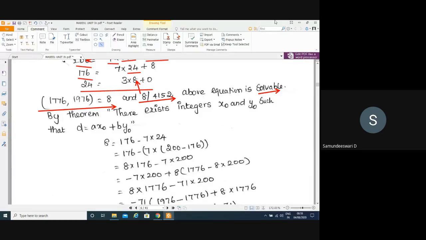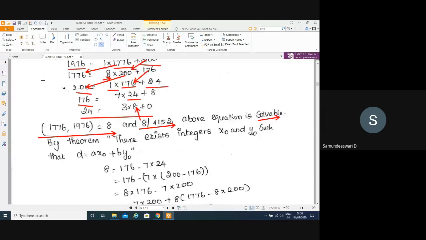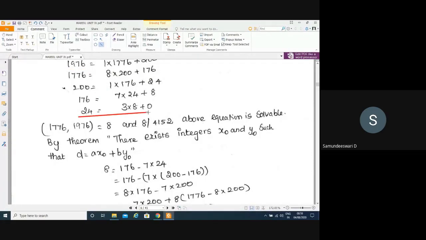This is the Euclidean algorithm from before, and I'm going to do the reverse way. What is the GCD here? My 8. So d equal to 8. Write down this equation in reverse order format: 8 equal to 176 minus 7 into 24. Bring the GCD to the right hand side and bring the remaining terms to the other side: 176 minus 7 into 24.